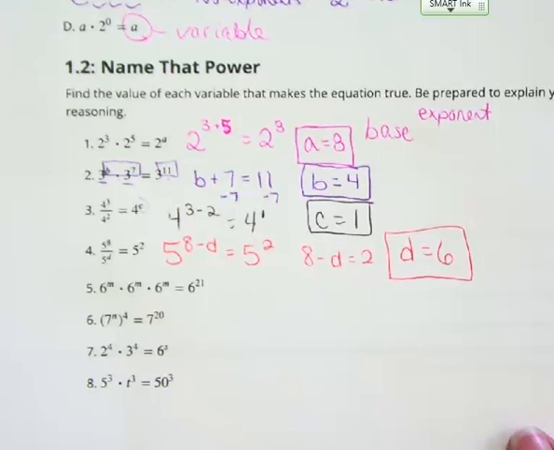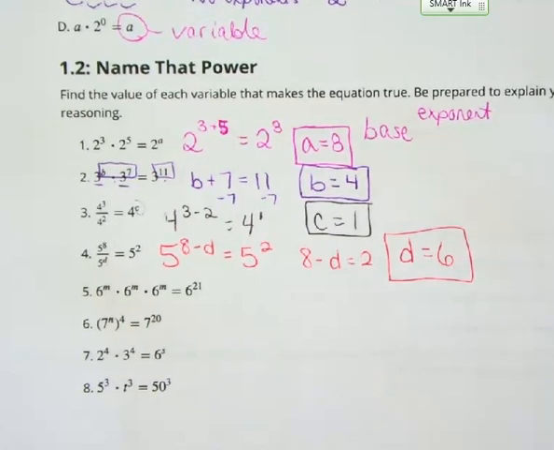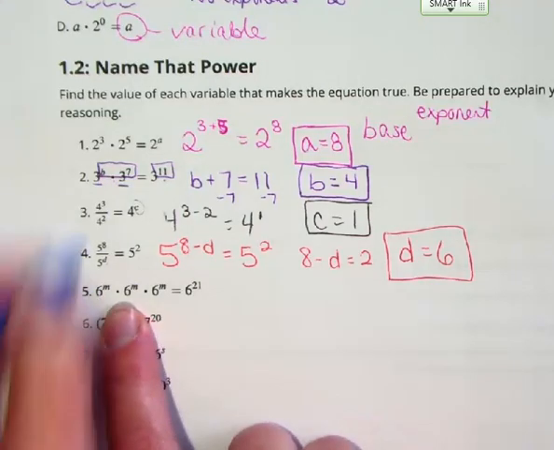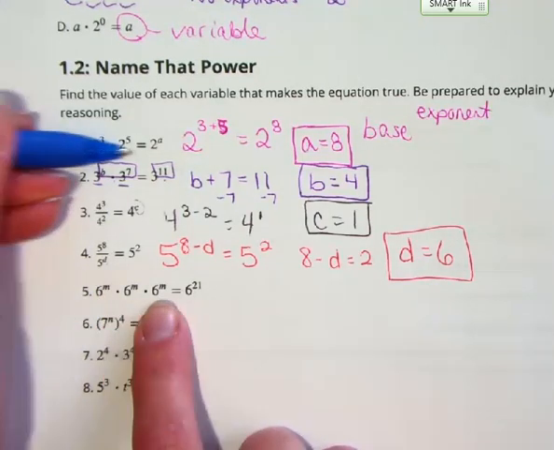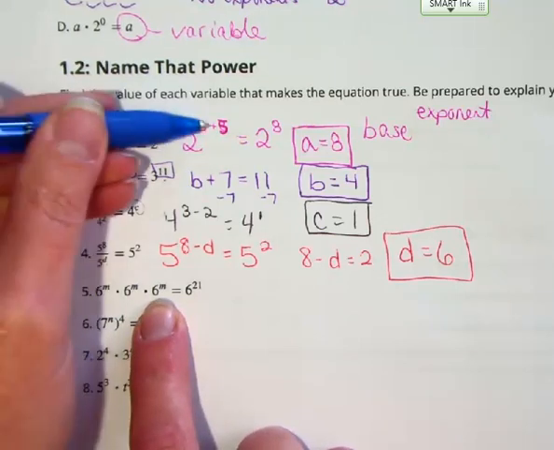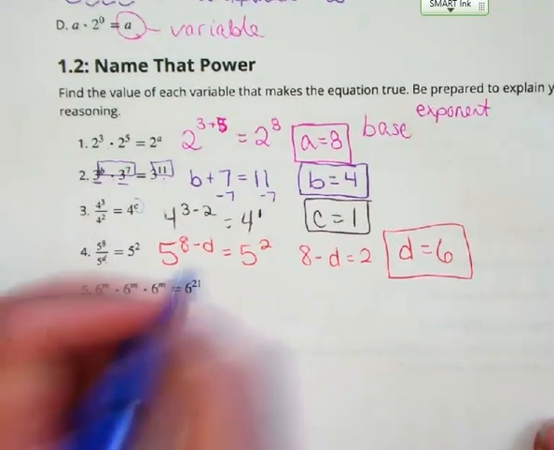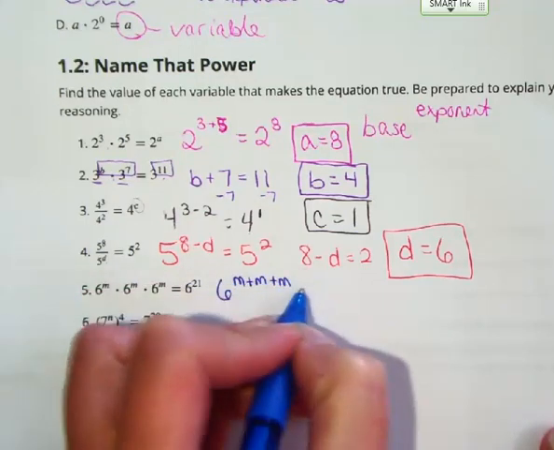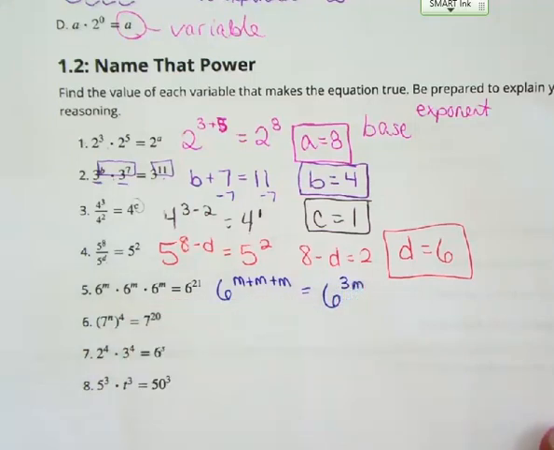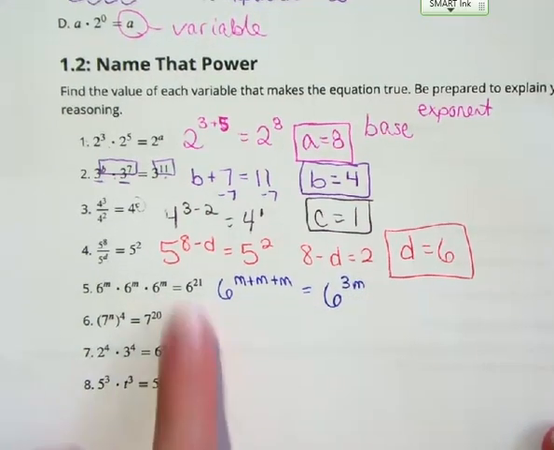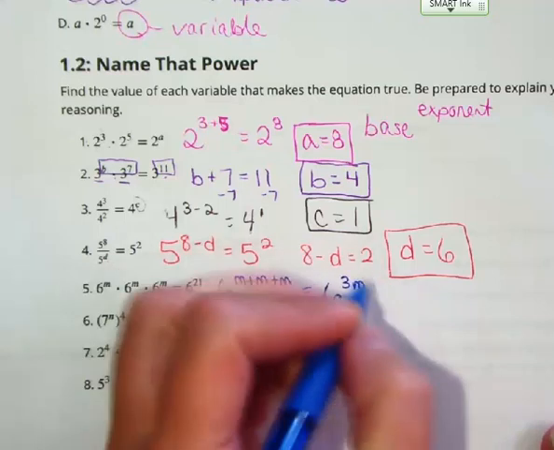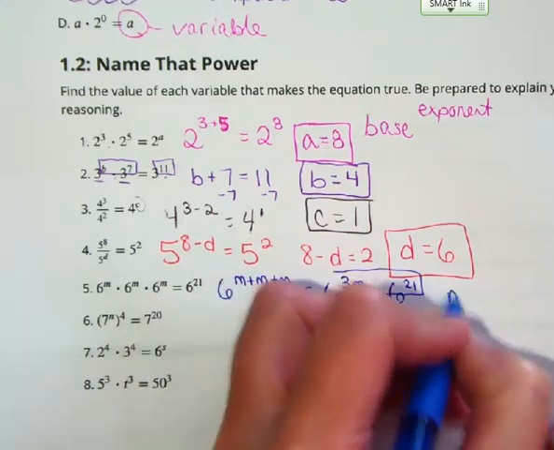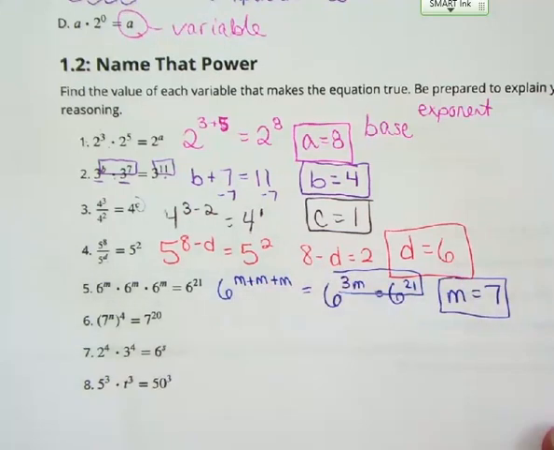We could also type all these things into the calculator and just show that they're true, but you know, we're doing great, so keep on going. Again, number 5 goes back to the same rules up here, that if we have the same base, we are going to add exponents together. So I would have 6 to the m plus m plus m. You may know that better as 3m. And so if 3m has to equal 21, then to make that true, m would have to equal 7.